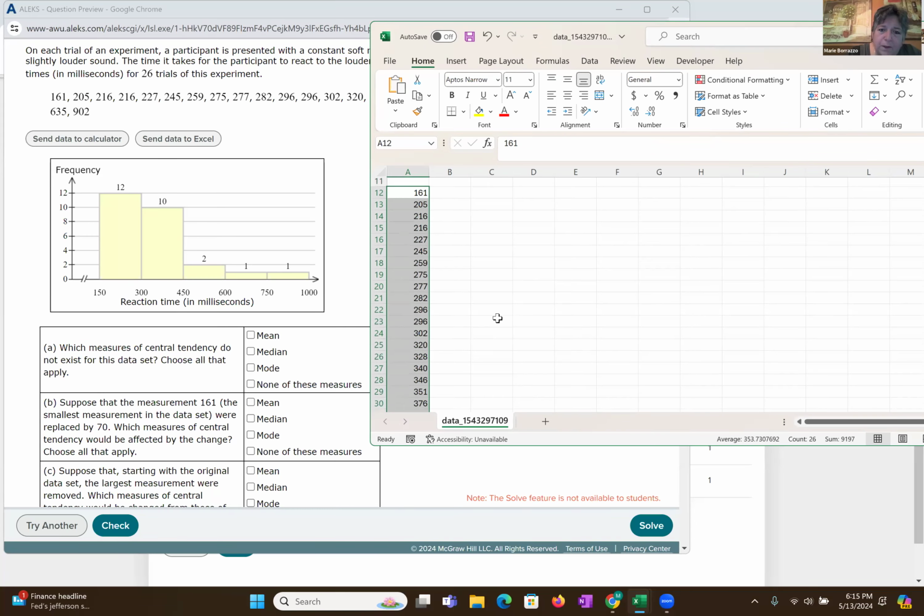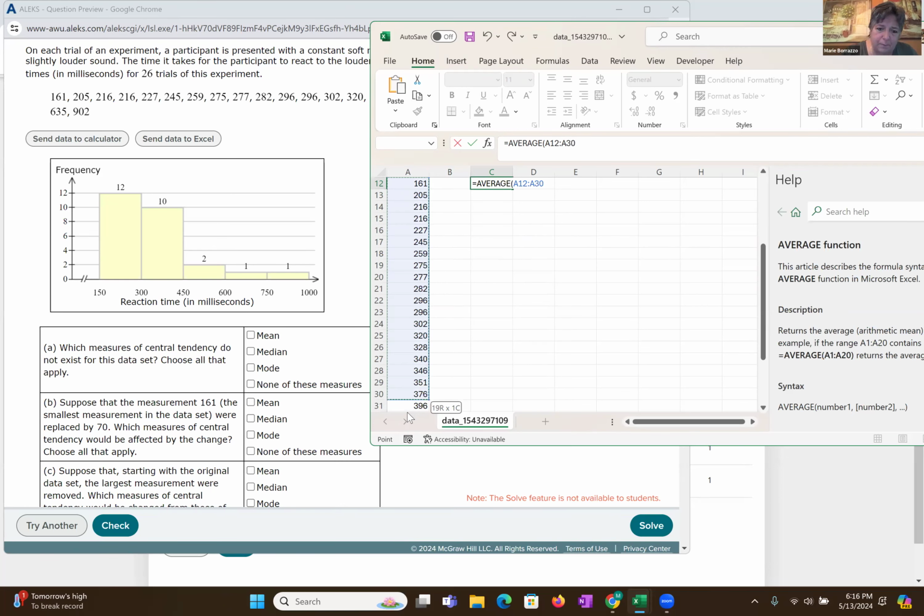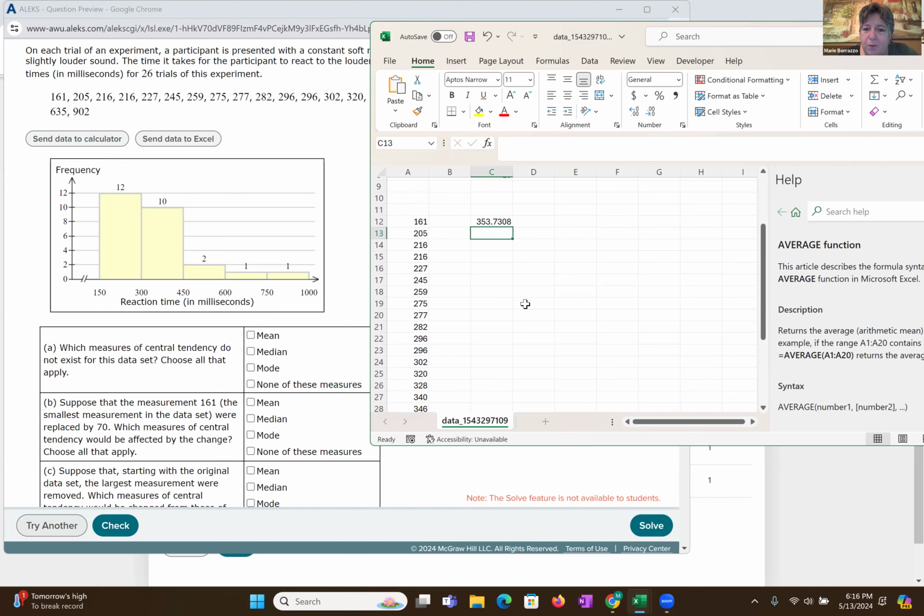On this one, let's find the average. So let's go equals mean. Notice that when I say mean, I want you to see geometric mean, harmonic mean, and the trim mean. Those three are means that do apply in statistics. In this case, they just want the average, which is the same difference. So I'm going to go equals average and highlight the data. And my data is 353.7308. This is the mean. So I'm going to put here mean slash average, because in Excel we don't have a mean other than those three that I showed you.